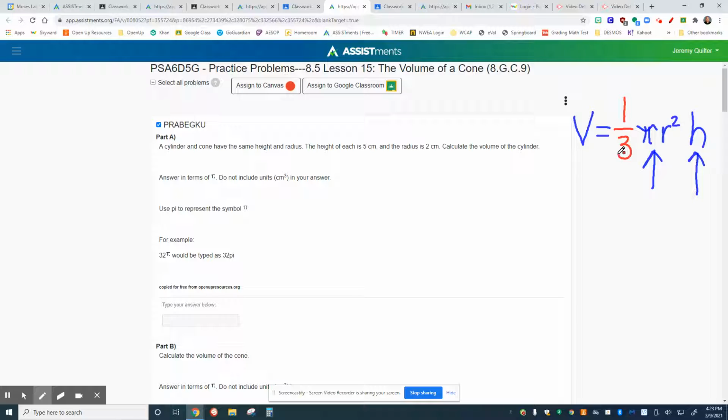So if we take a cone and a cylinder that are the same height and the same radius, the cone would just have 1/3 the volume of that other matching cylinder, or the cylinder that has similar dimensions. And so when we're talking about these, it's important to recognize that in this problem, a cylinder and a cone have the same height and the same radius. That's kind of nice.